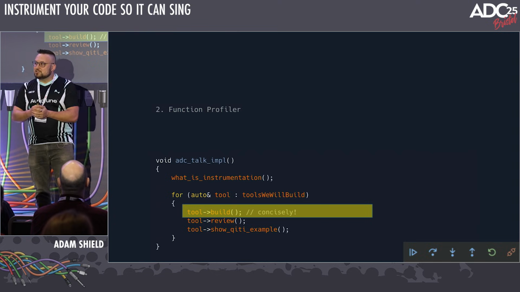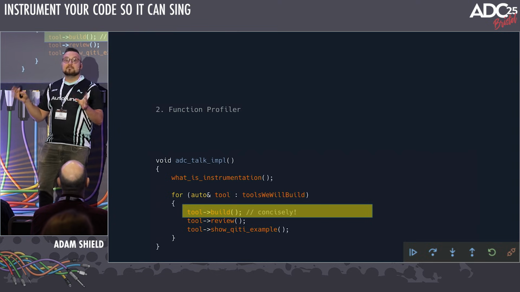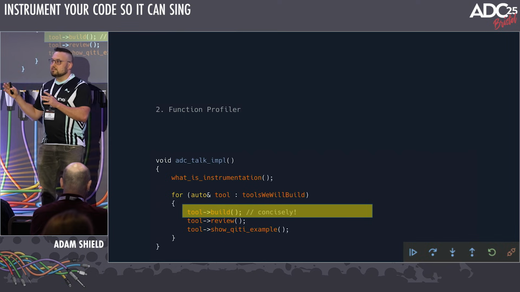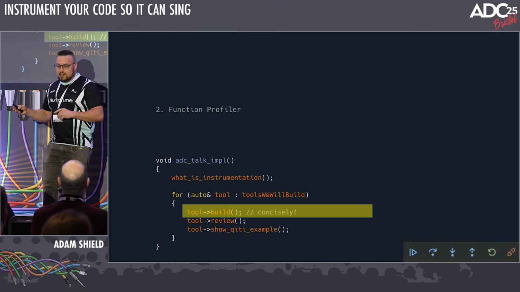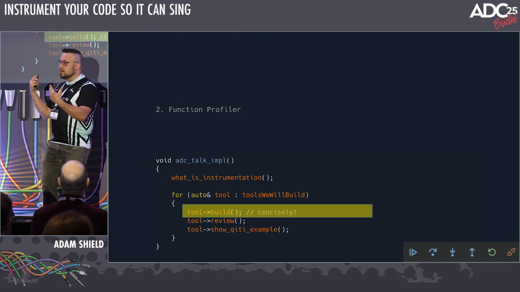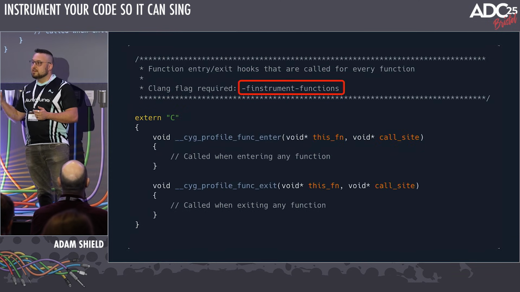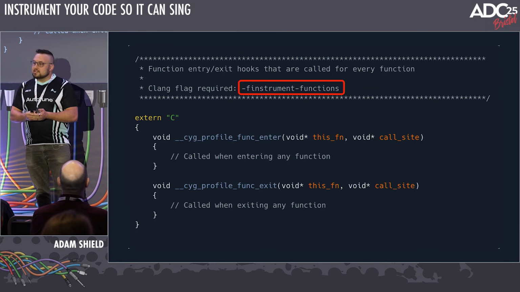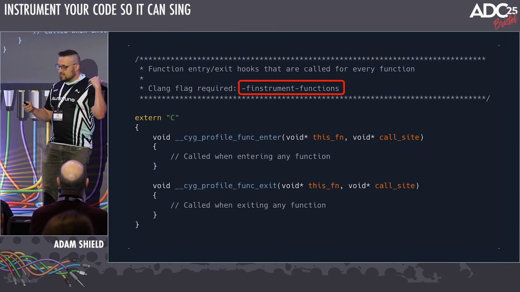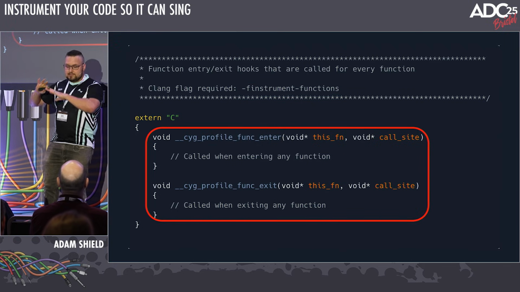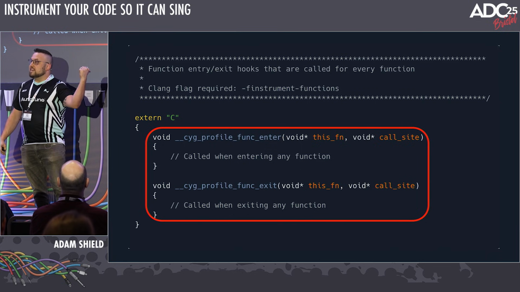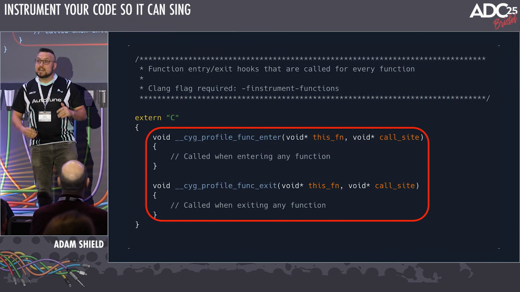So moving on, the second tool I wanted to talk about was a function profiler. This is where it gets into the territory where the library becomes Clang only, because I'm using a Clang flag to do this. The flag that Clang gives you is called instrument functions. Basically, when you compile your code with this flag enabled, it adds hooks to every function. At the beginning of every function compiled this way, it'll call this enter function, and at the end, it'll call this exit function.